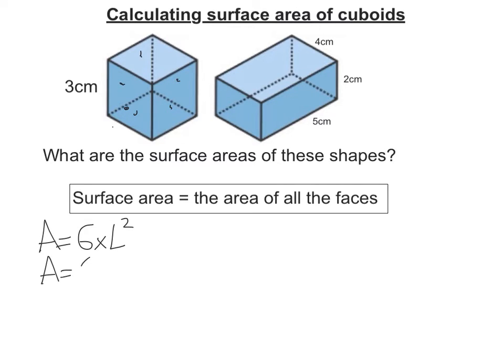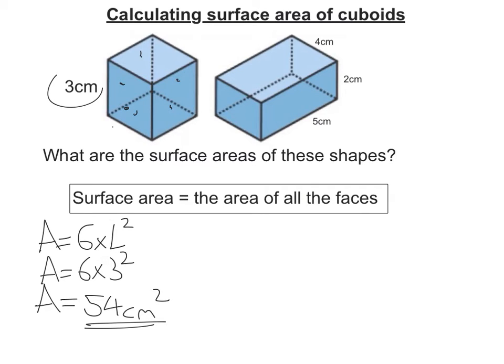So A is equal to 6 lots times, well, each side is 3 centimeters, so 3 squared. I put that into my calculator, I get 6 times 9, which is 54 centimeters squared. Note it's squared because this is an area we're working out.